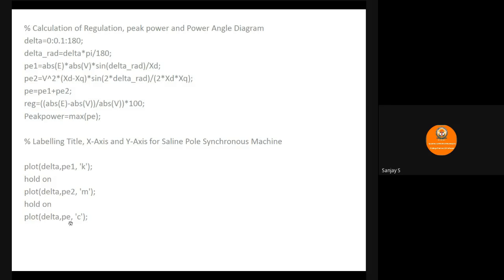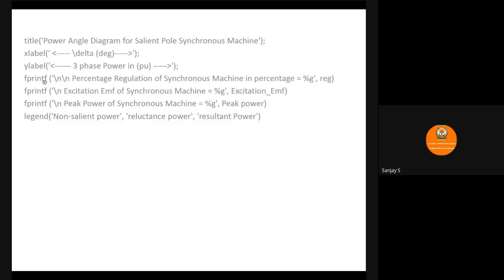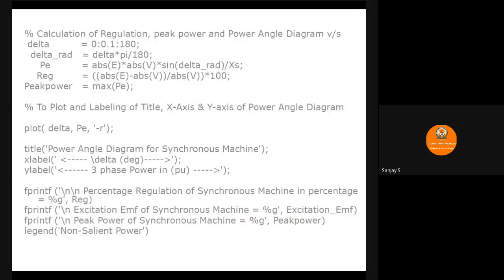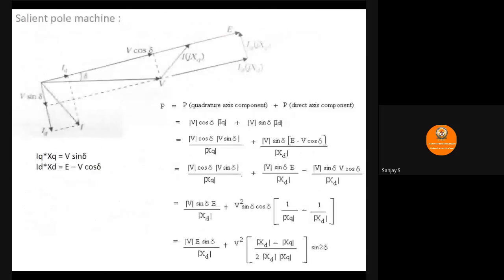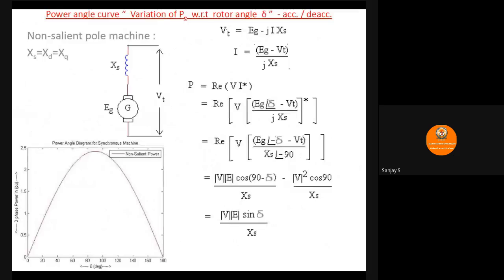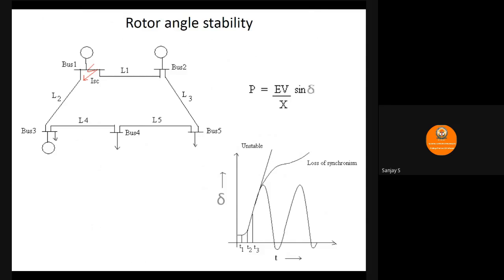Third one, delta, P, C. The x-axis variable is delta, the y-axis variable is P. This is a curve of P versus delta, and the attribute is C. Then finally, the formalities: you're going to give the title for your curve, X label, Y label, and you're going to print regulation, excitation EMF, peak power, and then finally you're going to name the legend. And naming will be done as non-salient power, reluctance power, and then resultant power. So this finishes experiment number 2, which is the power angle curve for salient and non-salient pole synchronous machine.